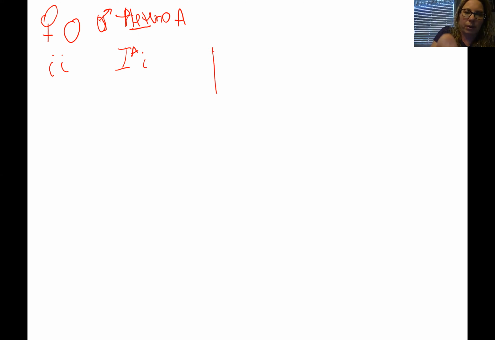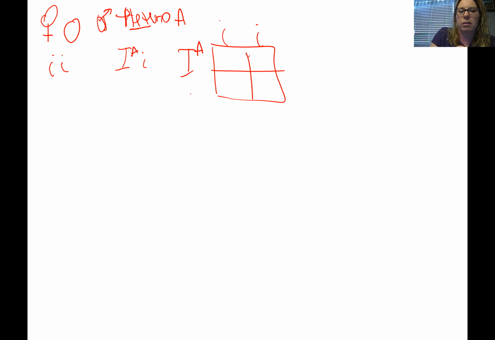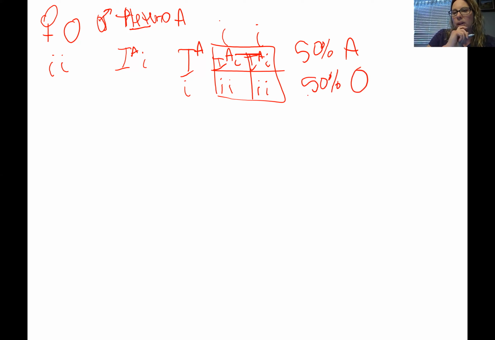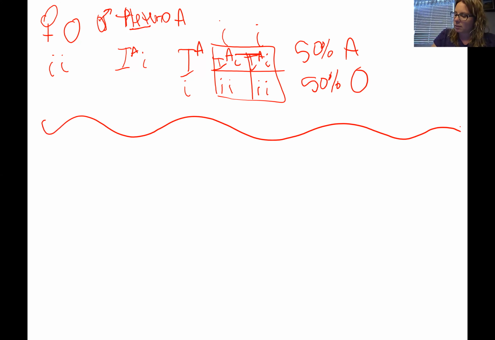So we set up our Punnett square. Little i for mom, big I, A for dad, and little i. So if we go across, we're going to have 50% chance type A as a heterozygote and a 50% chance for type O blood, which is going to be a homozygous recessive. Okay, let's look at one more example of this.